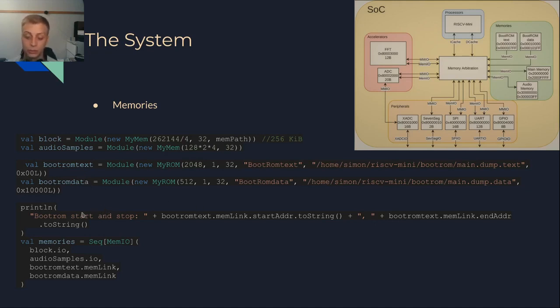And the good thing about Scala is, again, we have the print line. So for instance, here I print the start address and end address of the boot ROM to my console when I am synthesizing the design or compiling the design to show just what the values are. And then in the end, I have the memories here where I have a sequence of these mem.ios, and then I connect each of these four to the memories, and that's all I need. So if I needed another block or another audio sample memory, I would just copy this line, and then I would take the other name for that and add that to here, and then I would have a new or an extra memory in it.